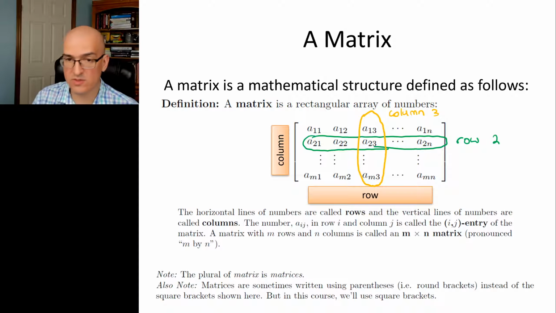Also, it's important to mention that the plural of matrix is not matrixes, it's matrices. And I do not know why, nor do I care. It's just what everyone has agreed to say. I'm sure there's a great reason. Someone can tell me. And I probably already know, someone already told me, but I forgot because I don't care that much.